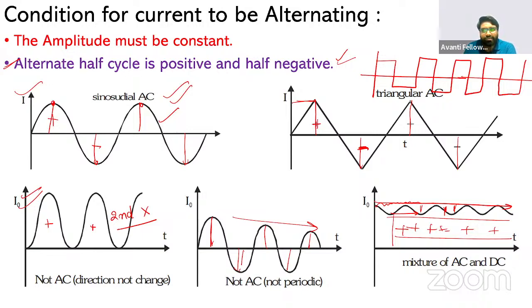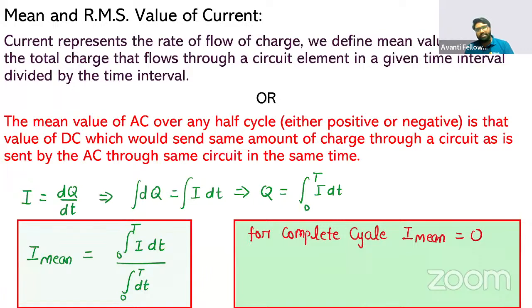So I hope this is clear to you. The classification is very clear to you. Okay. I'm going to elaborate on it more. But firstly, I'll have to complete the mean and RMS value of the current. So firstly, learn this definition.